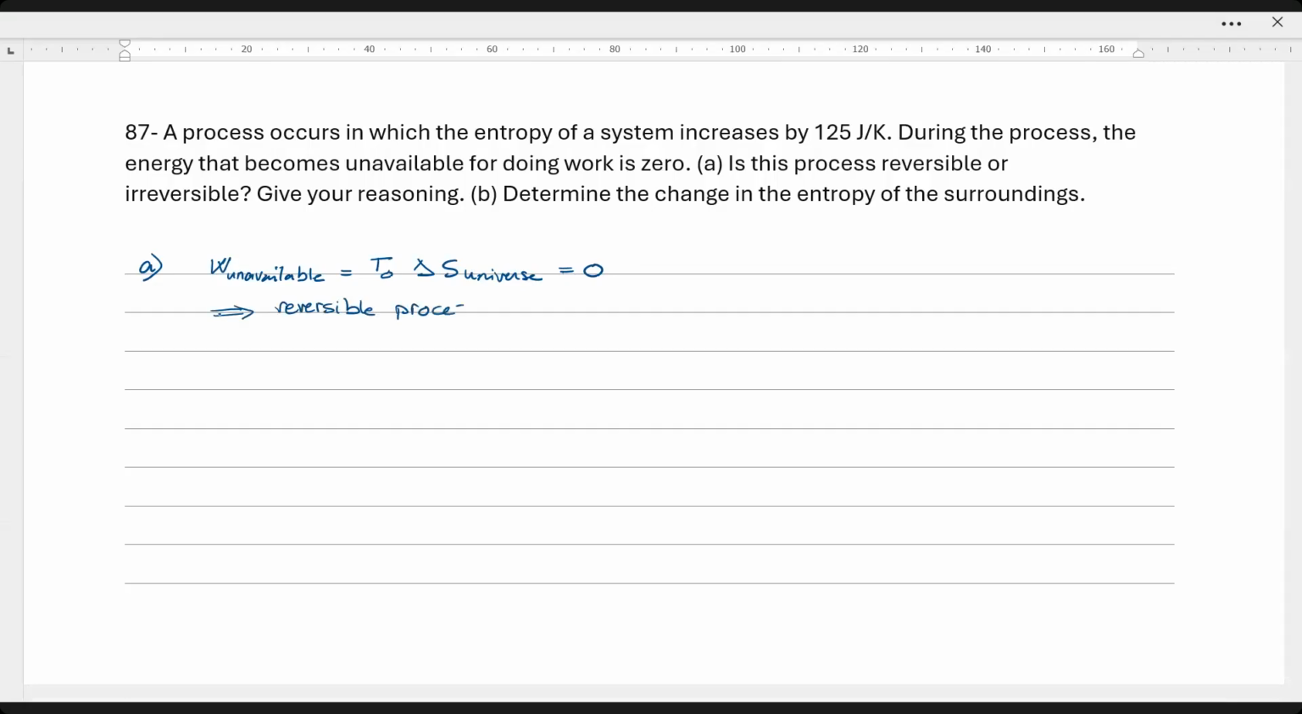And you can also think of this mathematically. If W unavailable is zero, then delta S of the universe is zero. And thus, again, we have a reversible process.